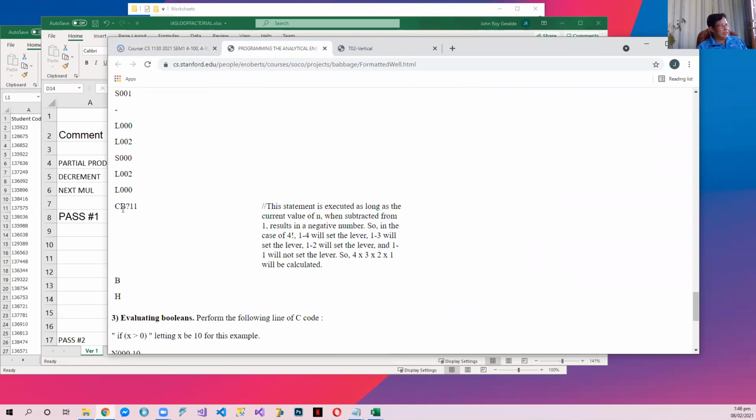Here it is. CB11 goes back 11 steps. 1 minus 4 will set the lever, which means it goes back 11 steps. 1 minus 3 will also set, 1 minus 2 will set the lever, and 1 minus 1 will not set the lever, so it will proceed to the next. Do you follow?